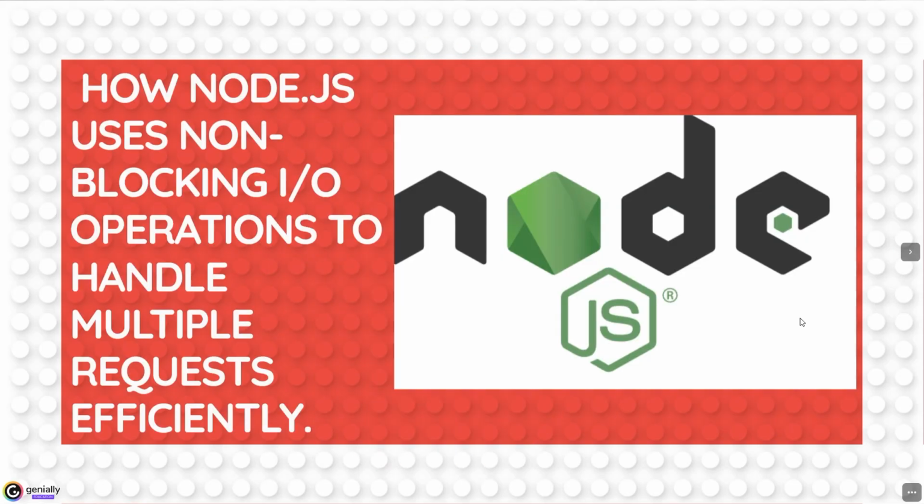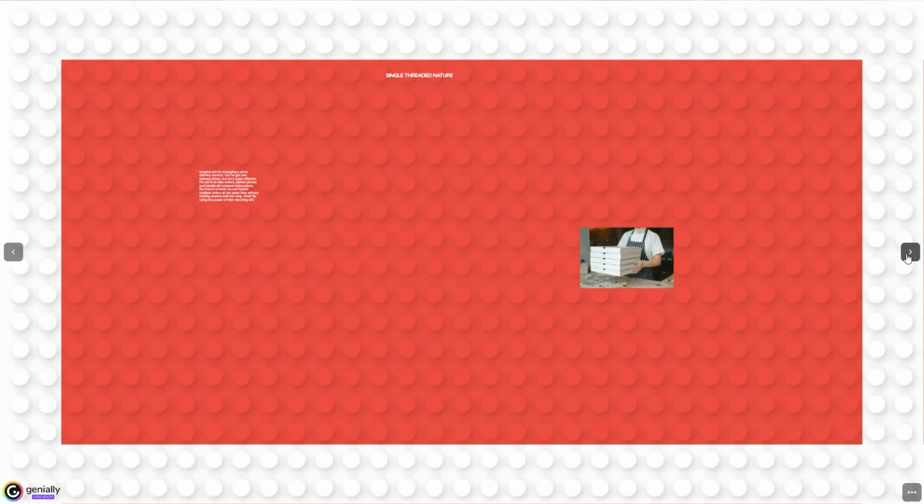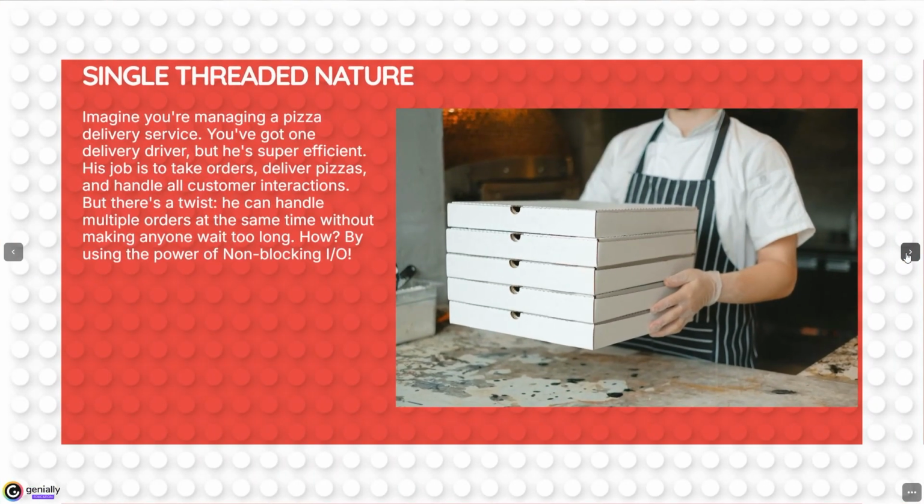In this video, we are gonna talk about Node.js non-blocking I/O operations. Imagine you are managing a pizza delivery service. You have got one delivery driver, but he is super efficient. His job is to take orders, deliver pizzas, and handle all customer interactions. But there is a twist. He can handle multiple orders at the same time without making anyone wait too long. How? By using the power of non-blocking I/O.